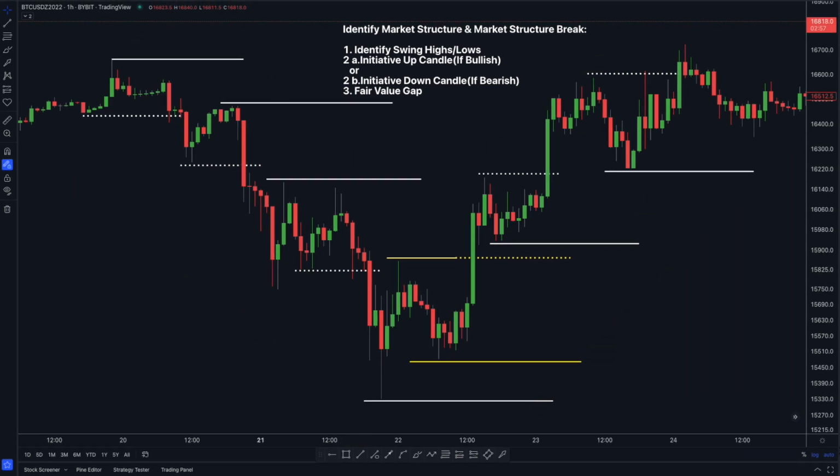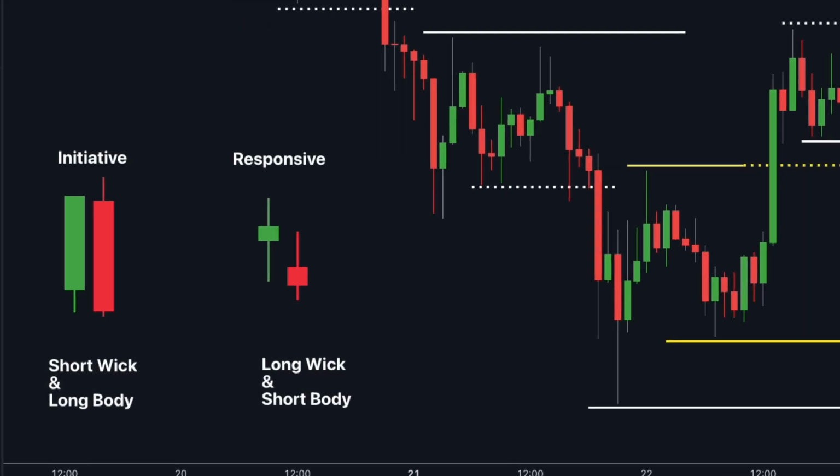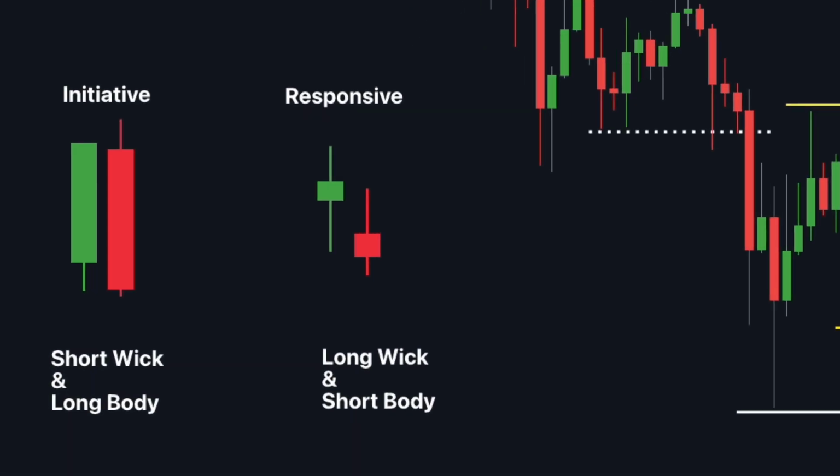Now that we completely understand how to identify market structure, it's time to move on to the next steps to identify the market structure break. So the first thing that we look at in order to confirm market structure break is to look for initiative up candles if bullish and initiative down candles if bearish. So what does initiative up candle or down candle mean? All the candlestick patterns can be fit into two categories: the initiative candles or responsive candles.